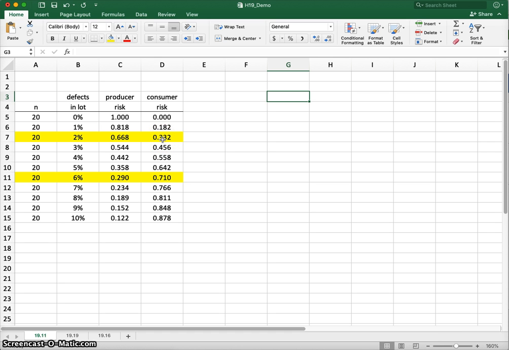If I don't find one, what's the risk of accepting a bad lot? Okay, and if the actual defects in a lot are 6%, and I find one, what's the risk that it will be rejected, even though it's a good lot, is 29%, and the consumer's risk is 71%.